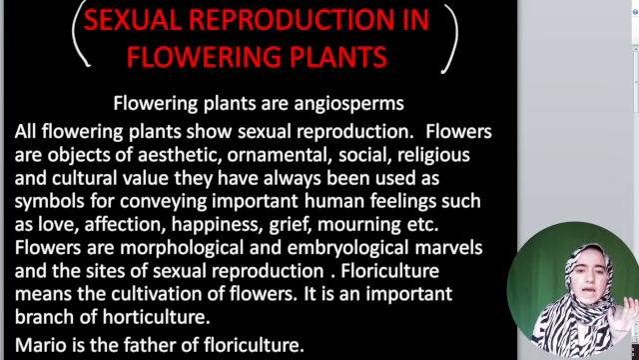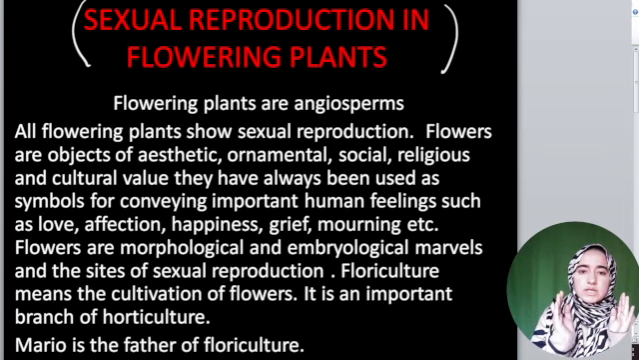And please remember that for scientists, flowers are the only sites where sexual reproduction takes place. First of all, they are morphological sites. They have a definite structure. Their morphology is well defined. So flowers are the morphological sites where sexual reproduction takes place.